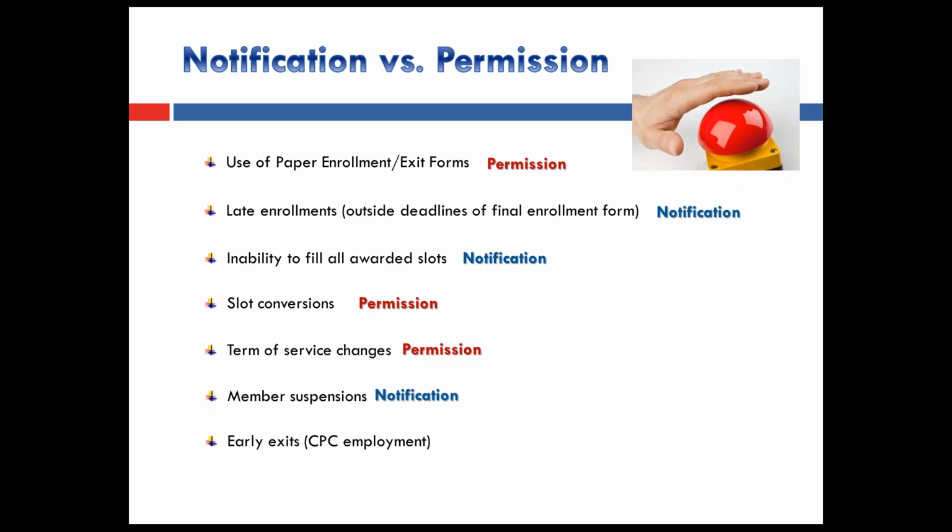Early exits, CPC, otherwise known as compelling personal circumstances, for employment. This is if you're going to exit someone early for employment and give them compelling personal circumstance. This isn't relevant for some programs, but for those that it is, this is an instance of permission. Okay? All right, early exits for compelling personal circumstance, whatever the circumstance is: is this a notification or a permission instance?